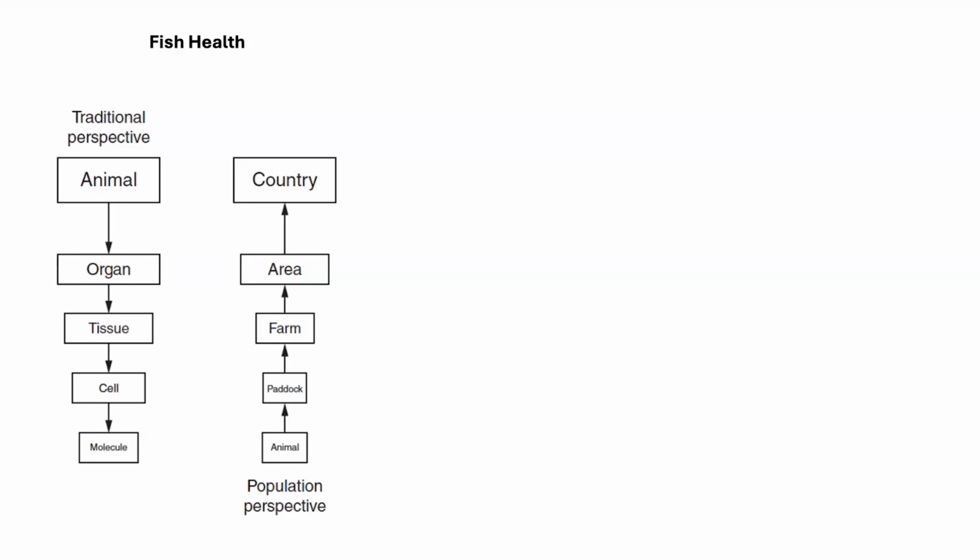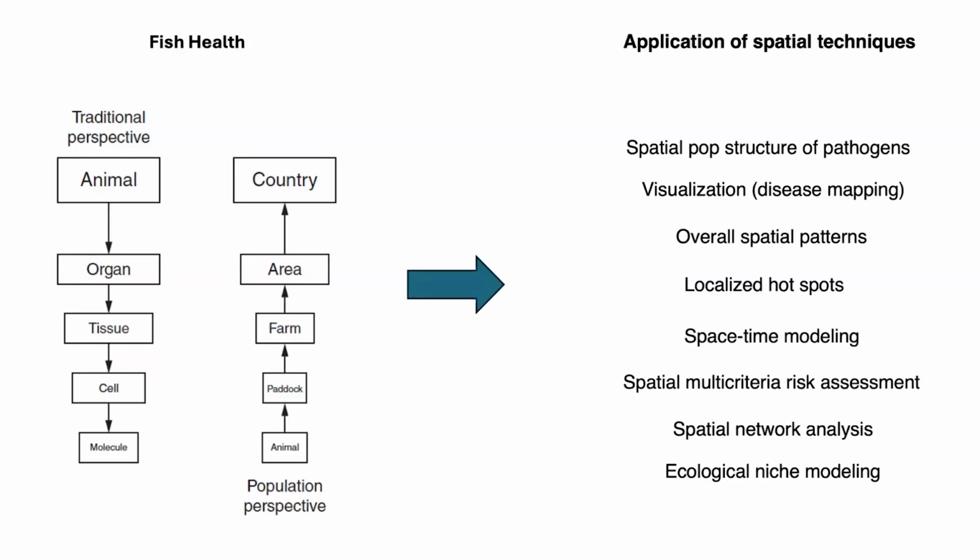But in each of those different stages, you may have different application of spatial techniques. For example, from the genetic side, from the genetic structure of the pathogen, or even the aquatic animal, spatial population structure is something that is called phylogeography sometimes, when you match together geography with phylogenetic studies. Of course, visualization, disease mapping, overall spatial patterns, localized hotspots, space-time modeling, multi-criteria risk assessment, network analysis, ecological niche modeling, and so many other techniques. But these are all a bunch of good spatial techniques for, again, characterizing the primordial intervention. If you don't have a clear understanding of that, then it's really hard to achieve sustainability, because just the occurrence of a disease will make everything different.